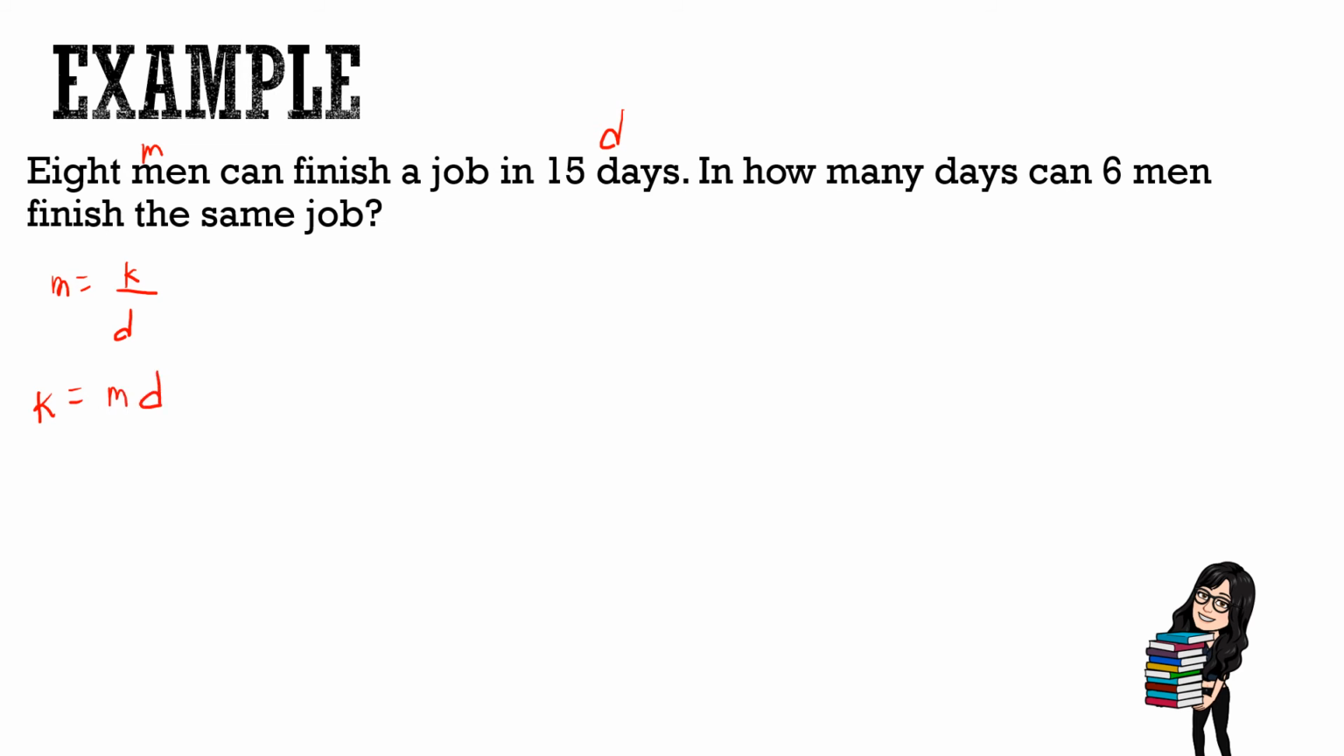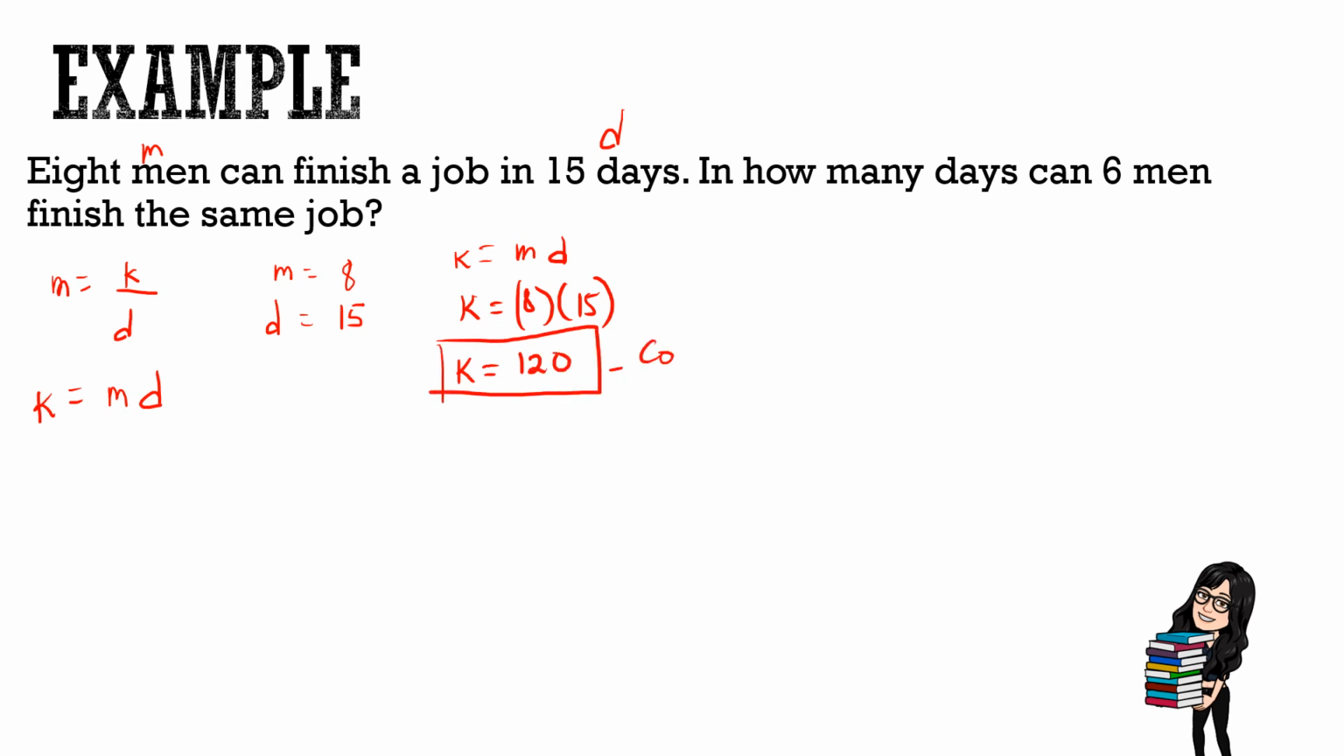What are the values of m and d? For m, the given value is 8 men. And for the number of days, we have 15 days. After getting these values, we can now find the value of k. So k is equal to m times d. Just simply substitute the given values. So we have k is equal to 8 times 15. Multiplying 8 by 15 will give us a product of 120. So this is now your constant of variation.